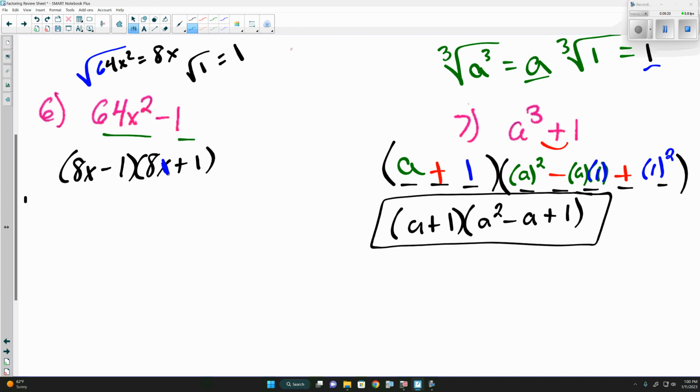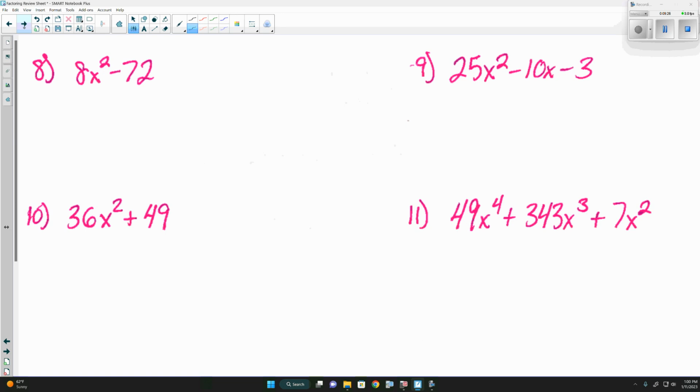Finding these easier and easier to do the more that we do them. Questions on 8, 9, 10, or 11? Well, 10, that's the answer.